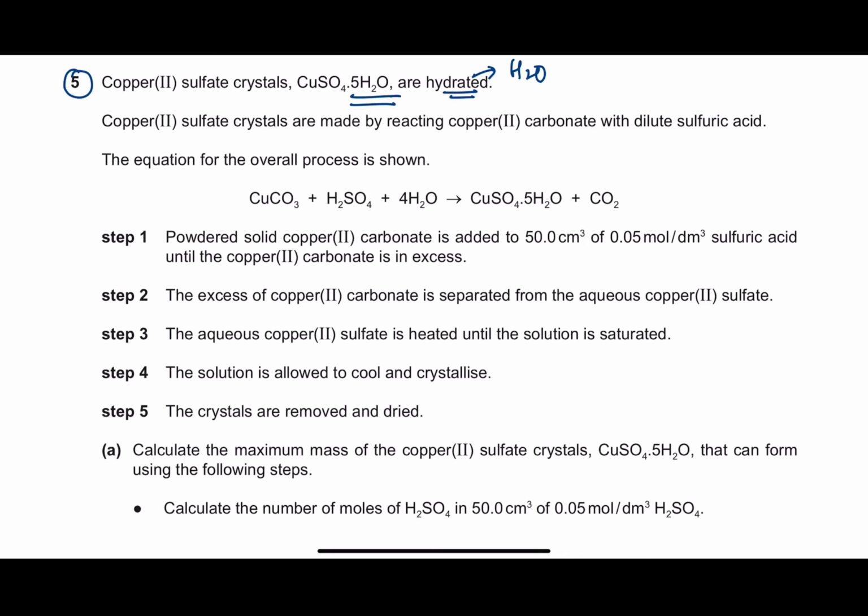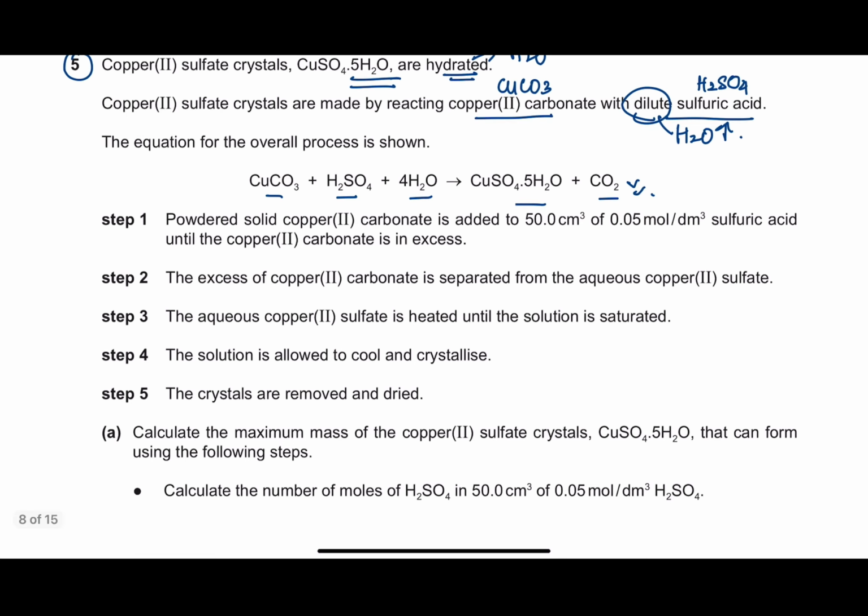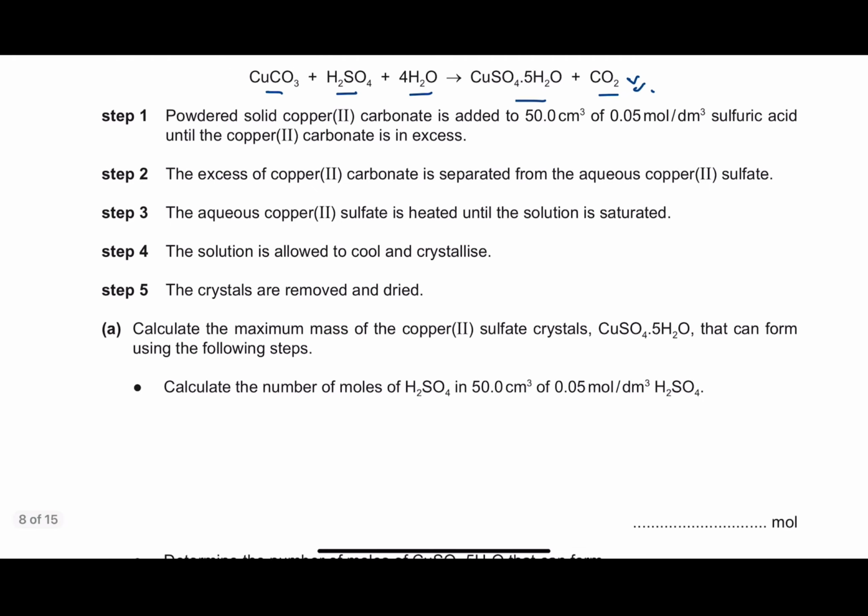Copper 2 sulfate crystals are made by reacting copper carbonate, which is CuCO3, with dilute sulfuric acid, which is H2SO4. Now dilute means it contains a high amount of water. The equation for the overall process is shown. As you can see here, we got copper carbonate, sulfuric acid diluted with water, and you've got your copper sulfate crystals with carbon dioxide. So they have explained 5 steps over here on how to make the salt.